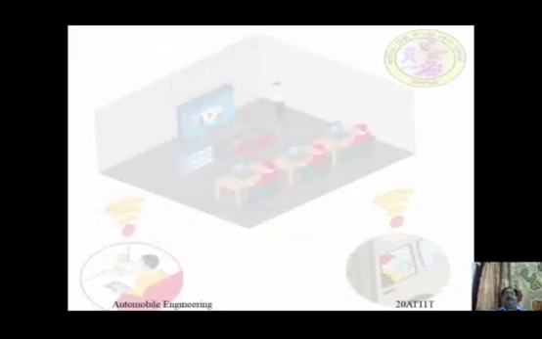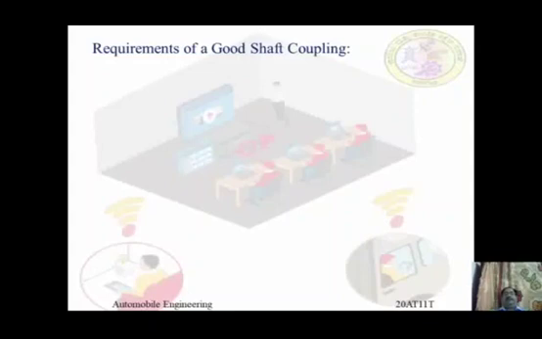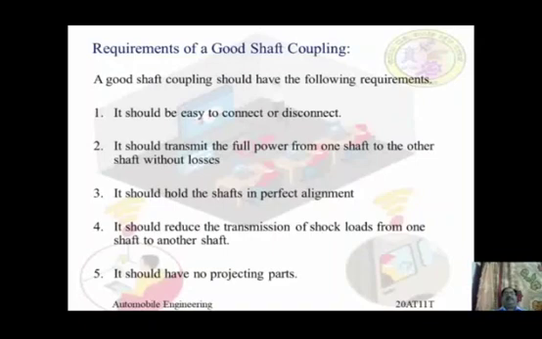So next we will study regarding what are the requirements of a good shaft coupling. That means how our shaft coupling must be. A good shaft coupling should have the following requirements. Number 1, it should be easy to connect or disconnect. That means when we are joining the two shafts with a coupling, it is easy for the operator to connect or disconnect. It should not be difficult. So that is the first requirement of the good shaft coupling.